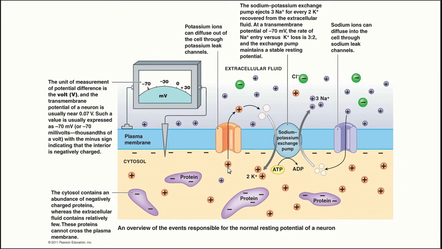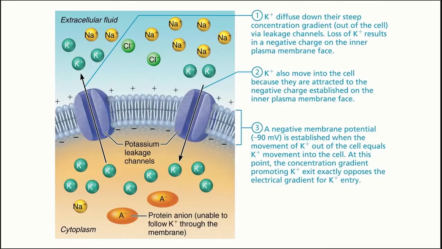And because potassium is a positively charged substance, when it moves out of the cell, it creates a negative voltage reading. This negative voltage reading is indicating that there's positive charge moving from the inside of the cell to the outside of the cell. And so that's why we get the negative voltage that we see.